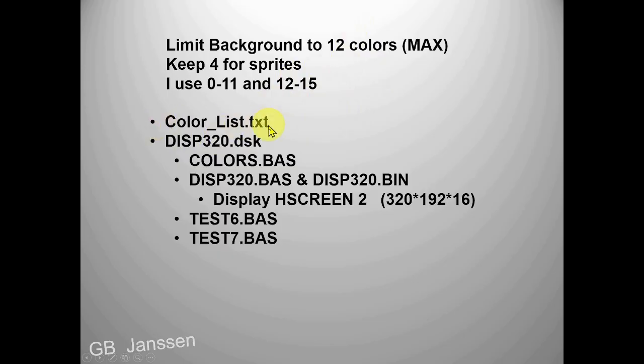I'm going to provide you with that color list we looked at and a DISP 320 disk. It's going to have that color BASIC program that broke them out and showed you all the different hex bits. On that disk there's a program called DISP 320 BASIC, and an assembly language program, DISP 320 BIN. It will display a bunch of the test images that I was just showing you. There are some test images, I don't know, 8 of them or so, in HSCREEN 2 mode, and 2 test programs, which we'll talk about in just a little bit.